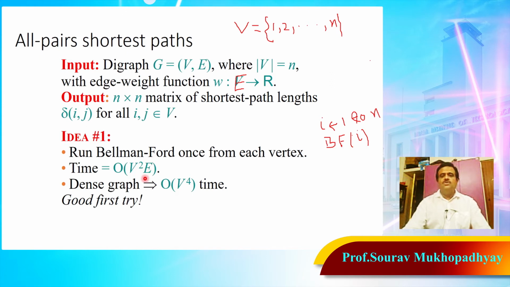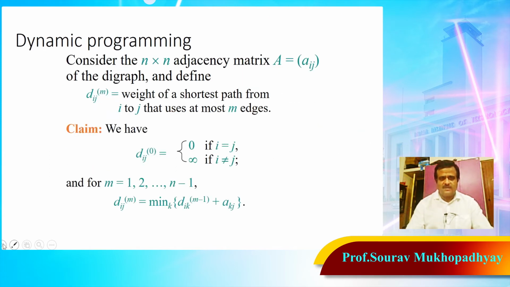Now if e is order of v square, as in a dense graph, meaning a graph that is not sparse, then this will be order of v to the power 4, that is, an order of n to the power 4 algorithm. So we want to do better. We want to apply the dynamic programming technique for this. To apply dynamic programming, we use this notation Dij.